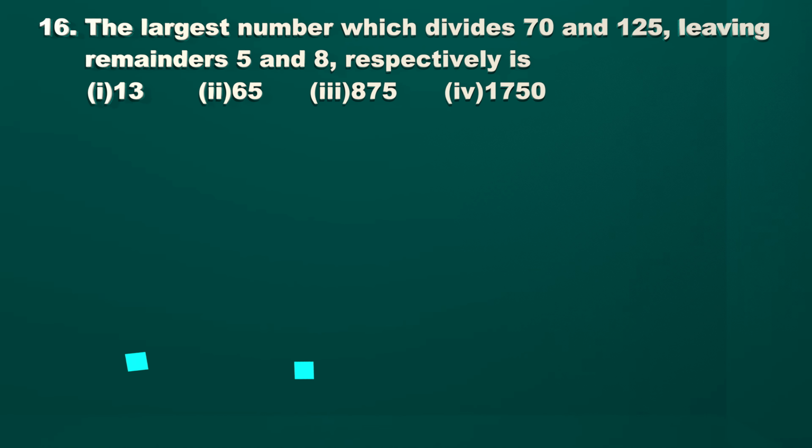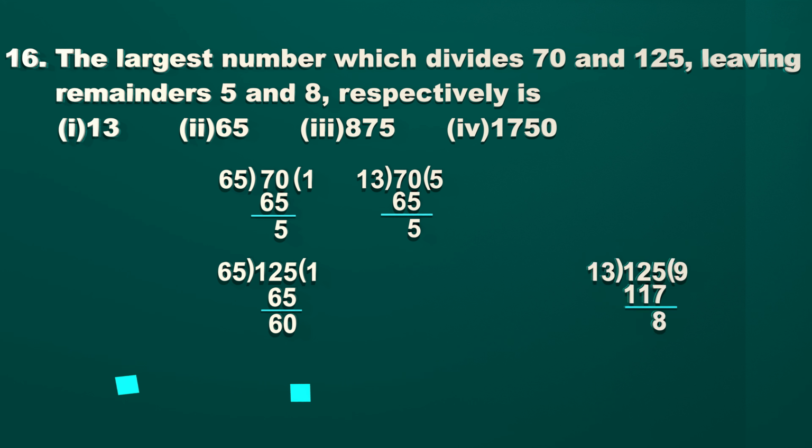Now we have only one option left, that is 13. So let's check this also. 70 is divisible by 13 five times, leaving remainder 5. And 125 is divisible by 13 nine times, leaving remainder 8. So 13 is the number which satisfies our conditions, hence this is the answer. There is another easy way to solve this question, which you can find easily if you think carefully. But if you are not able to get the answer, then later we will solve several questions of this type. At that moment, we will understand it neatly.